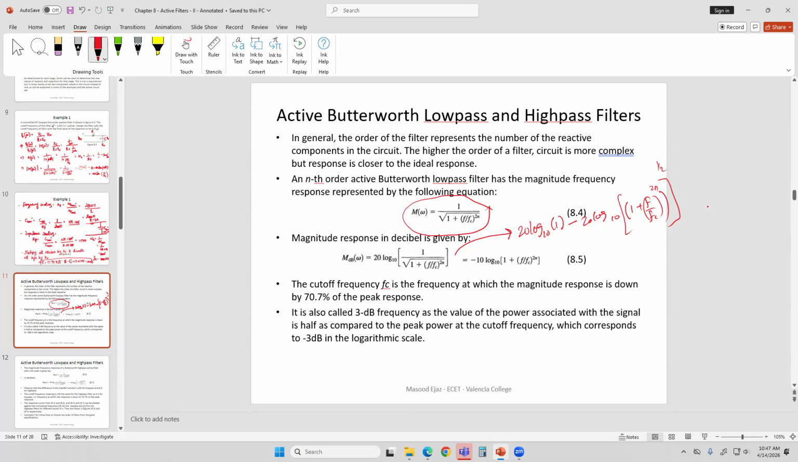The cutoff frequency fc, as we discussed, is the frequency at which the magnitude response goes down to 70.7% of the peak value. It's also called the 3 decibel frequency, because the power at the cutoff frequency is half the peak power, and half in the decibel scale is negative 3 decibels.